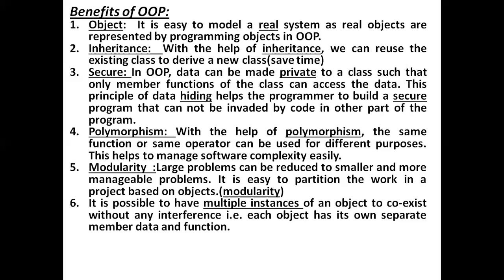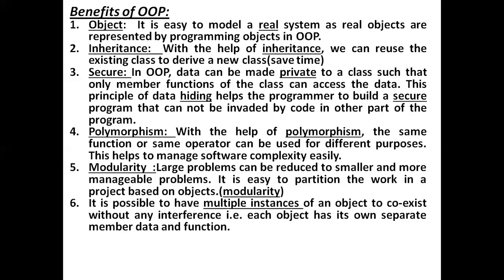It is possible to have multiple instances of an object coexist without any inheritance. Each object has its own separate member data and functions. For example, you are a part of a class that is third sem. The class name is third sem, and you all are objects of this class. Multiple instances means objects, multiple instances being made in a class.